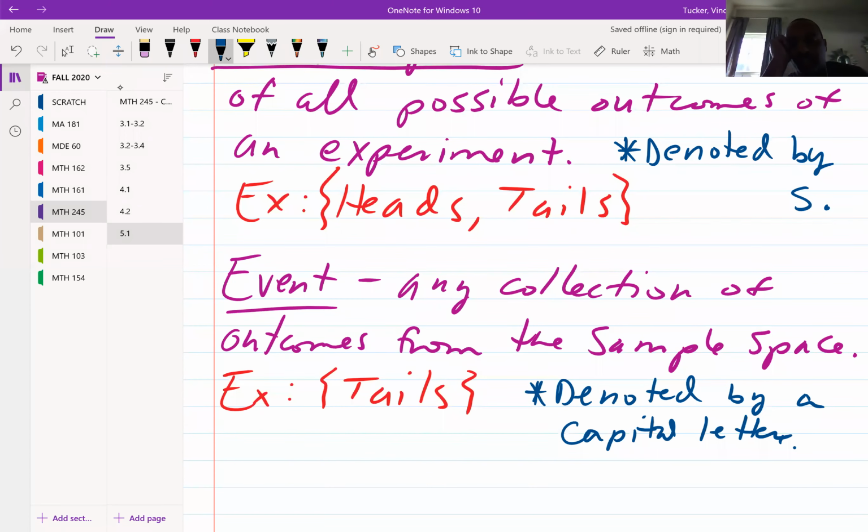All right, an event is just any collection of outcomes from the sample space. So if I want to know the probability of landing tails, then that would be the event. That's normally denoted by a capital letter, and you probably wouldn't use S because S represents your sample space.